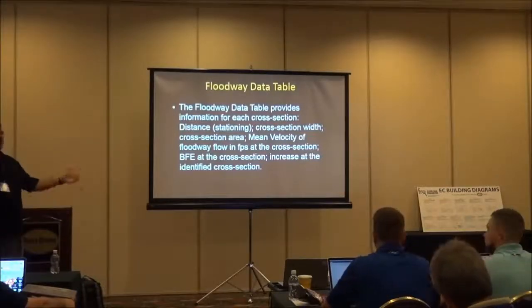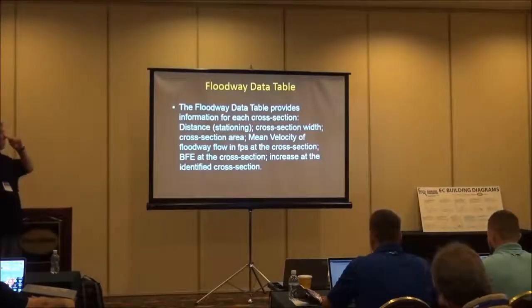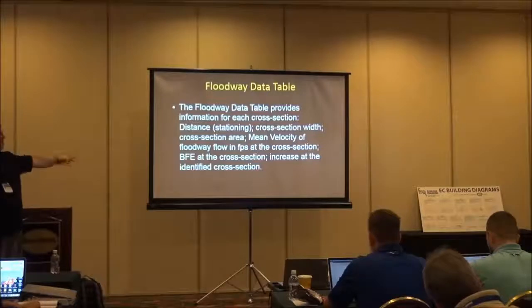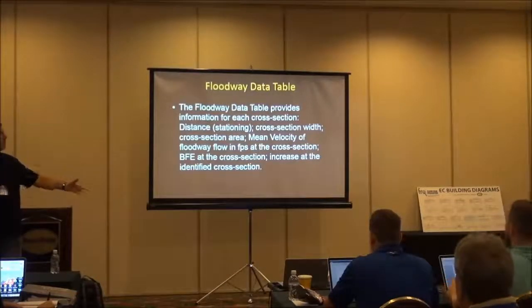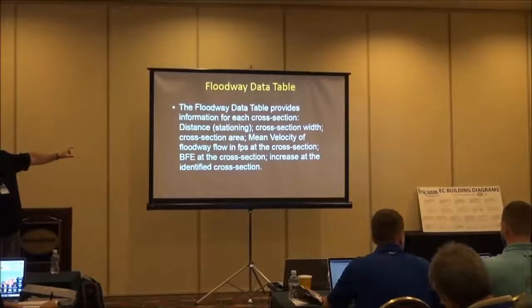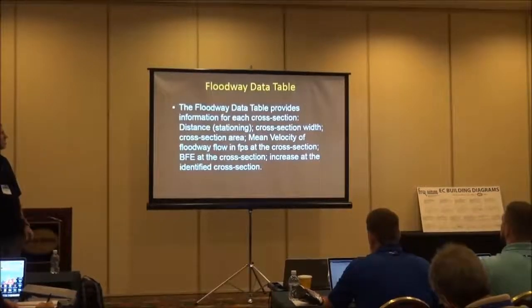So it's the lowest point at the bottom of the stream channel. So the floodway data table, and we're going to see how these correspond to our map reading that we've already touched upon. The floodway data table provides information for each cross-section.